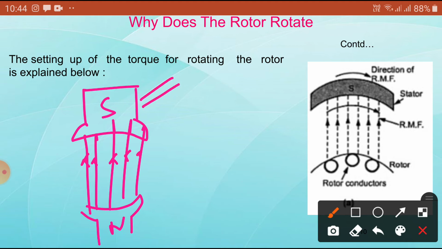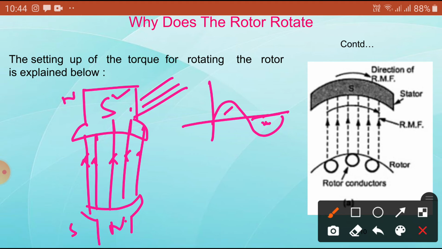When three-phase supply is given, the flux is produced. The flux rotates through the positive cycle and negative cycle. For example, at the positive cycle, the south pole is here, and at the negative cycle this one becomes the north pole, and immediately it becomes north pole and south pole. Similarly, it changes its direction based on the time factor. Let us assume the flux is moving in this direction, the clockwise direction.